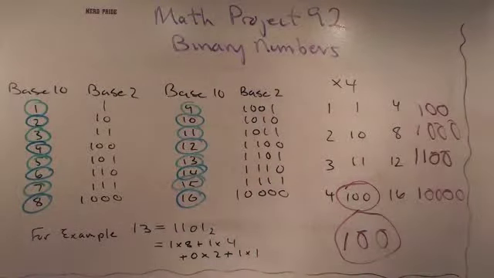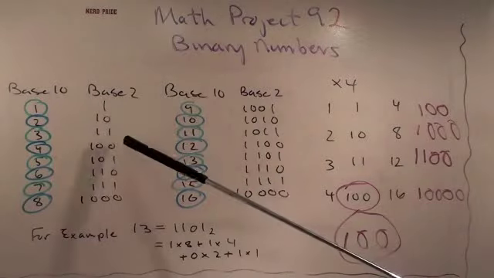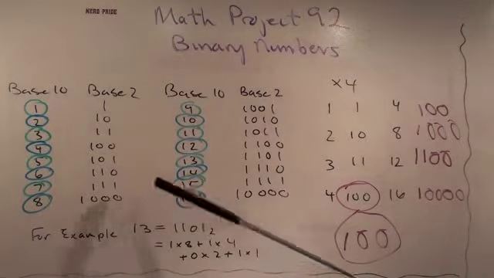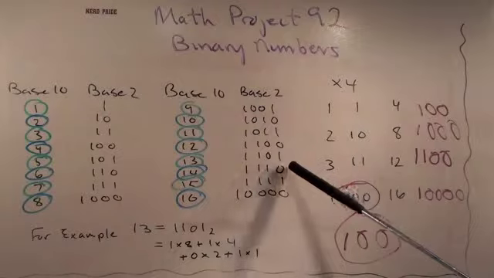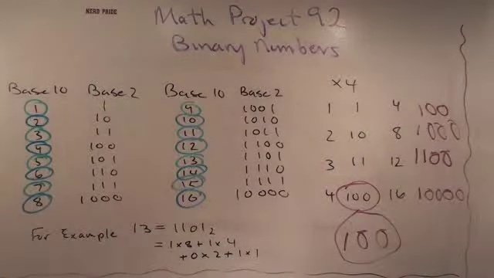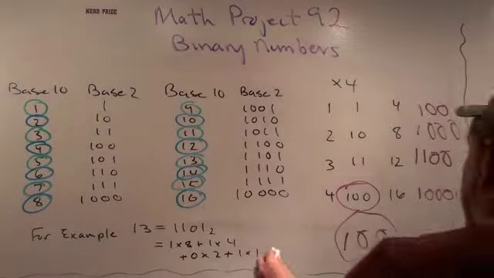In binary, they all have zeros at the end. And the odd numbers all have 1 at the end. So we have a really easy way to tell if a number is even or odd in binary. How can you tell? The odds have 1 at the end, and the evens have 0.